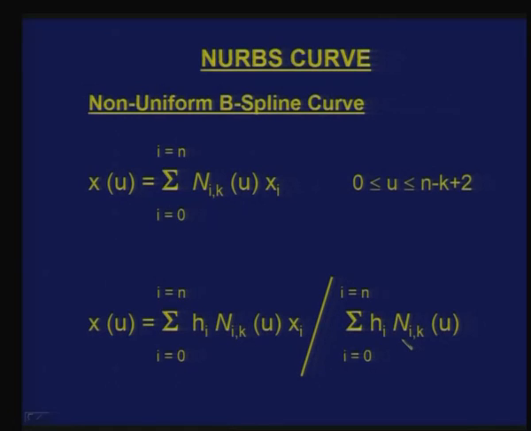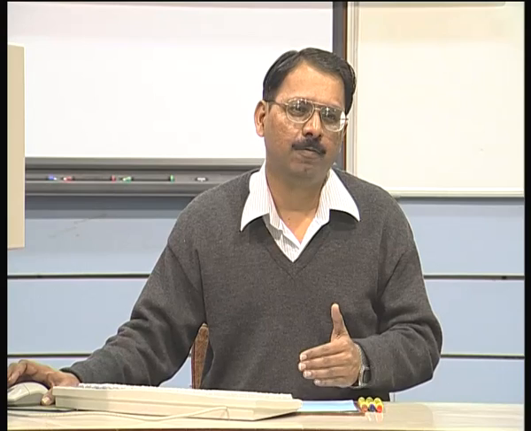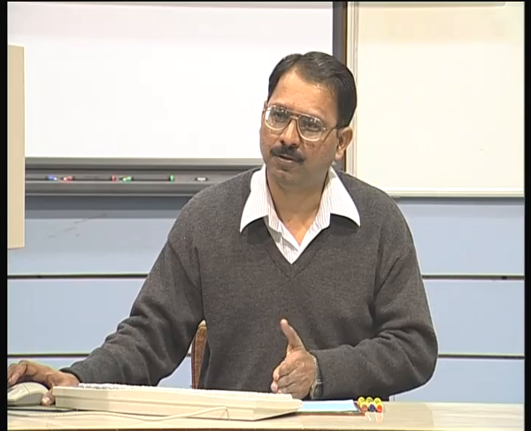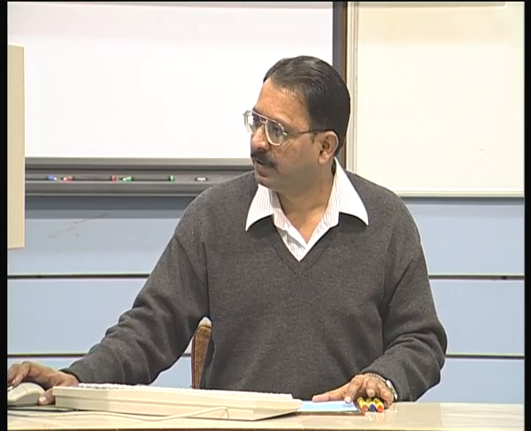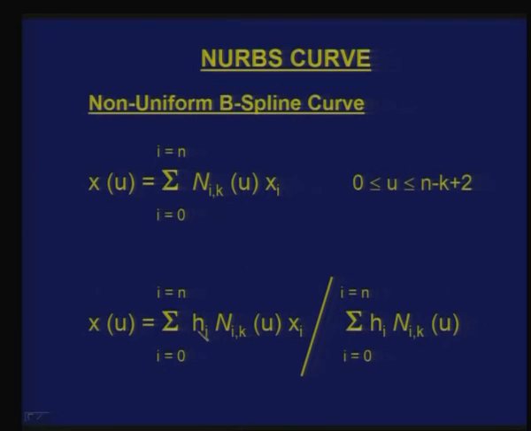What you see here is basically a fraction of that. Suppose I am giving weightages like 1, 2, 3, 4, then you are dividing 1 by the summation of all the 1, 2, 3, 4. So you have a larger fraction coming up as a part of this. Now, if all the h values are 1, then this is nothing but a non-uniform B-spline curve. If I give different values of h, then you have a non-uniform rational B-spline curve.